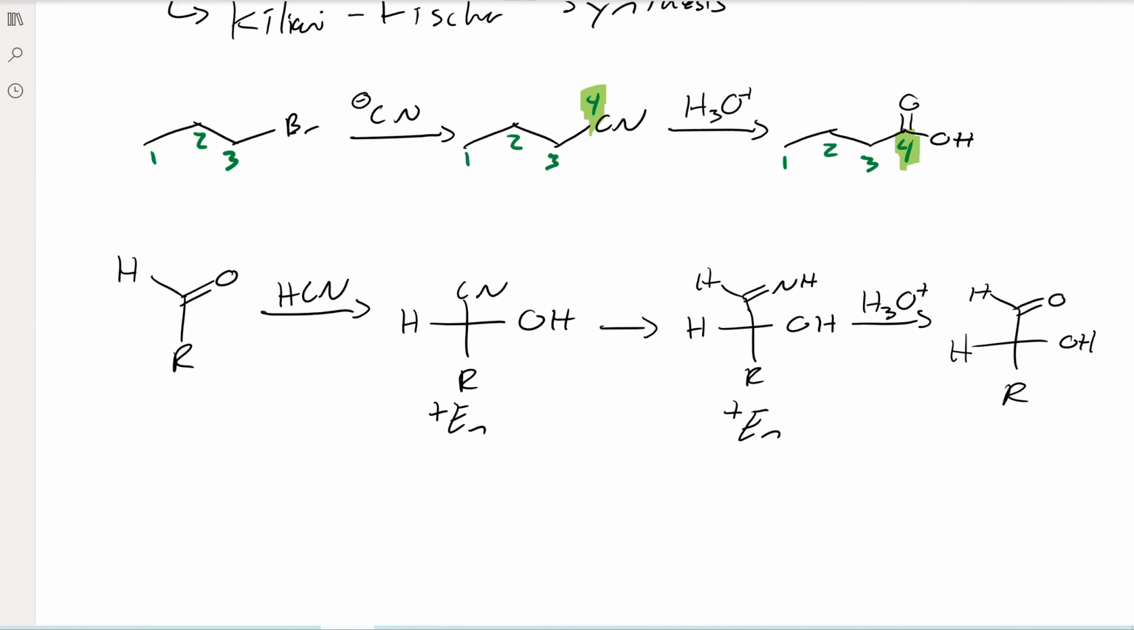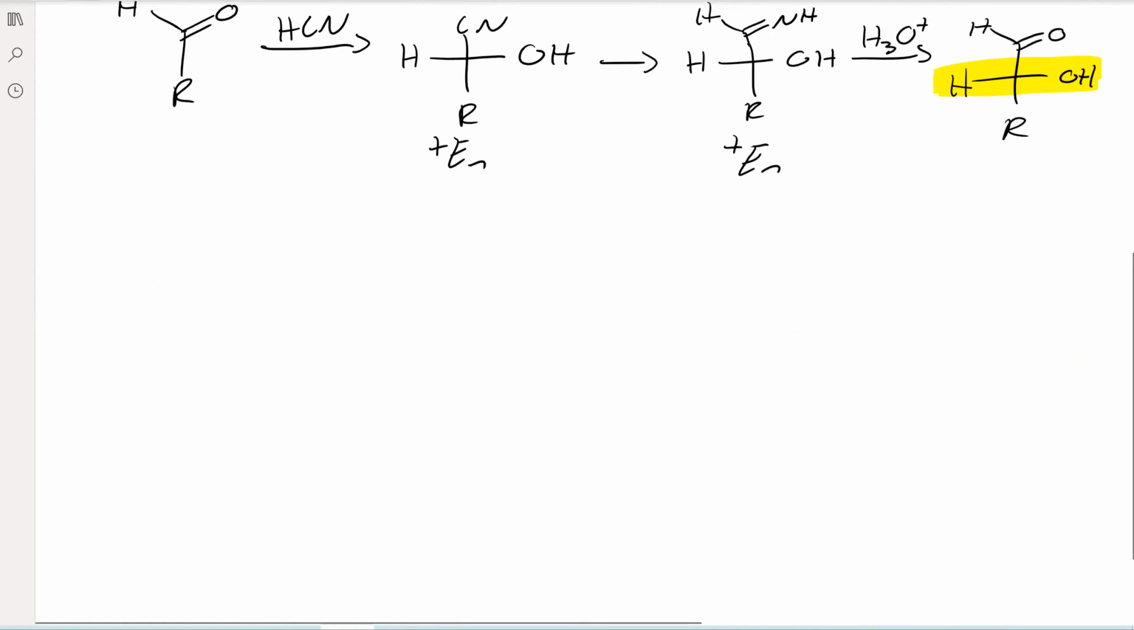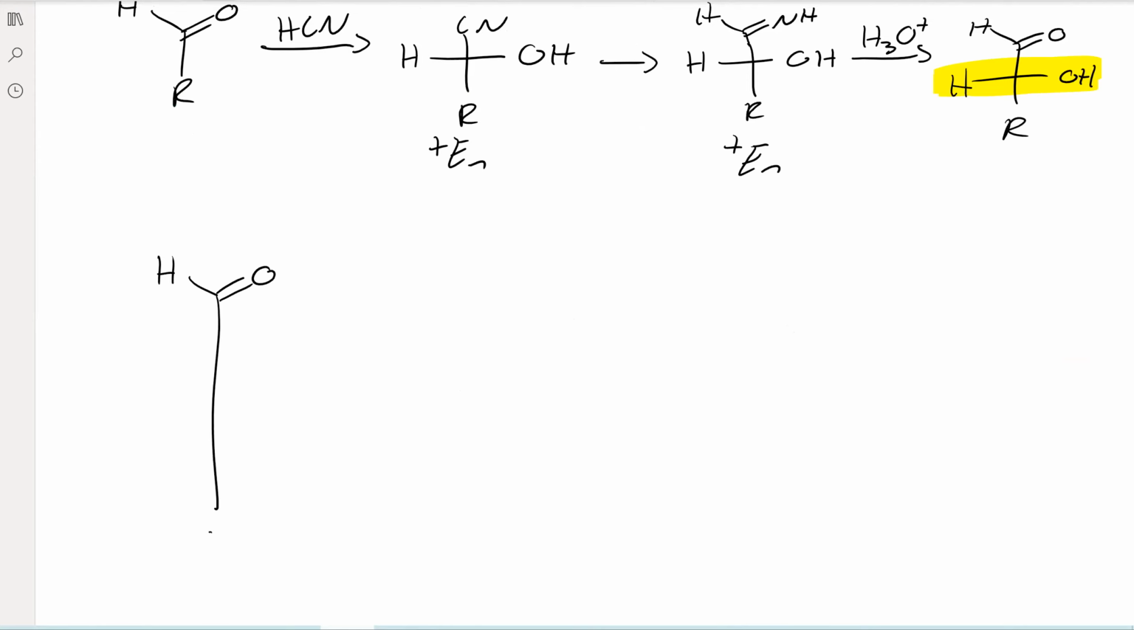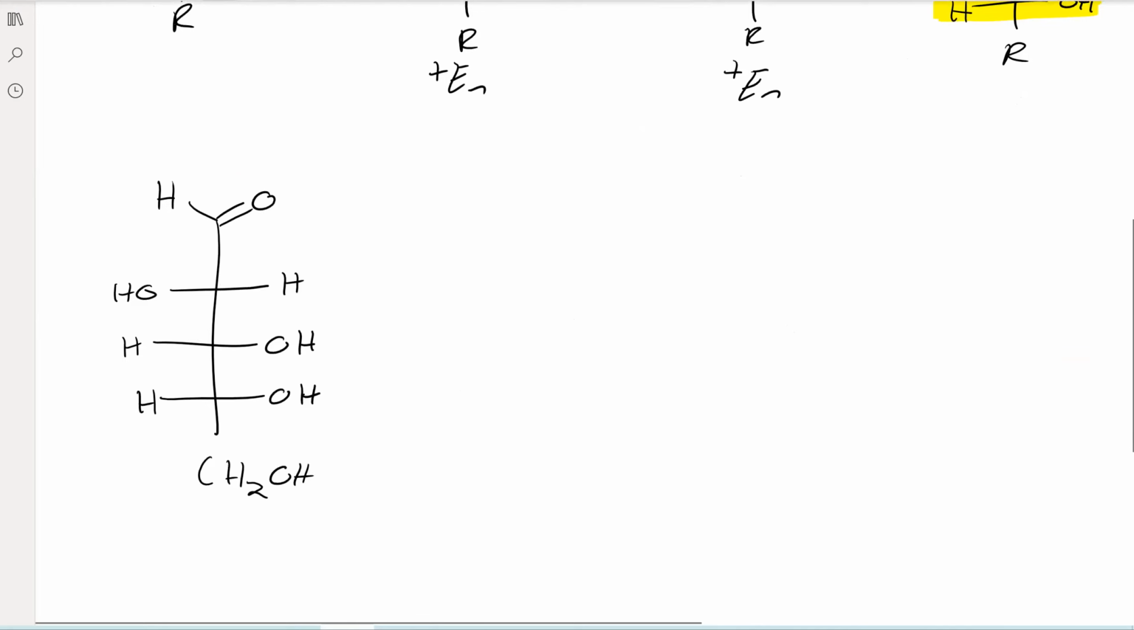And so what you can see is we've lengthened the chain. We've added another carbon to our sugar. So for example, if we had this guy, right, what we've got here is a pentose. It's got 5 carbons, right? 1, 2, 3, 4, 5.